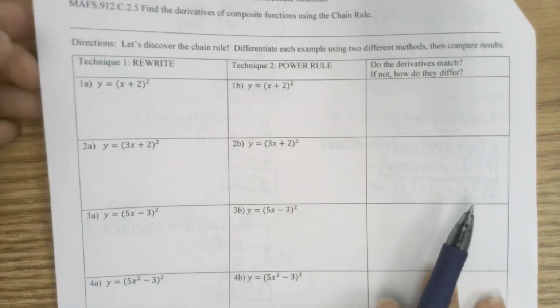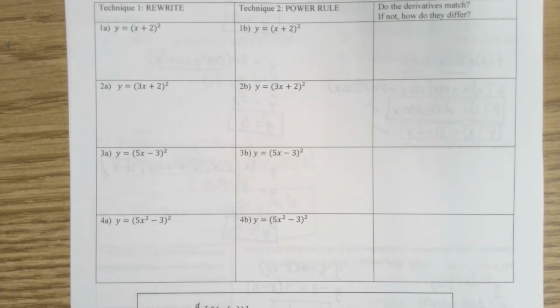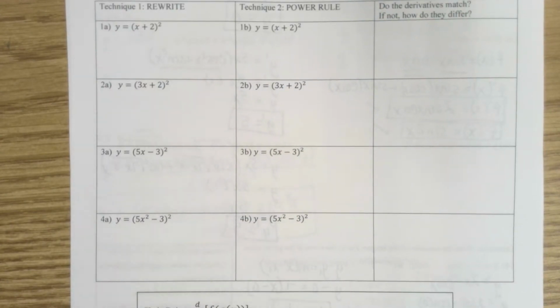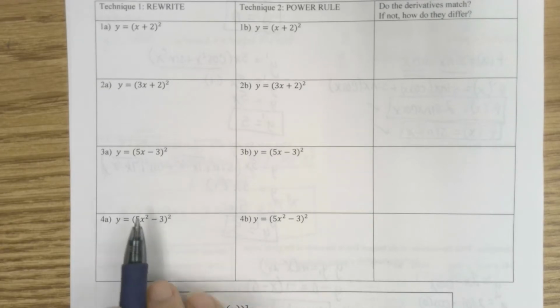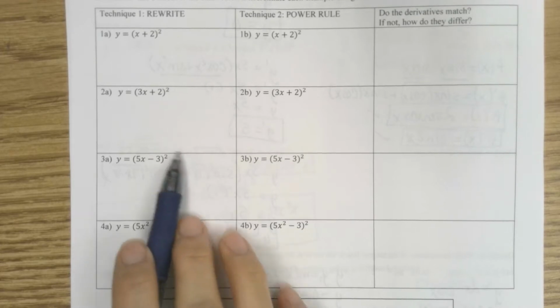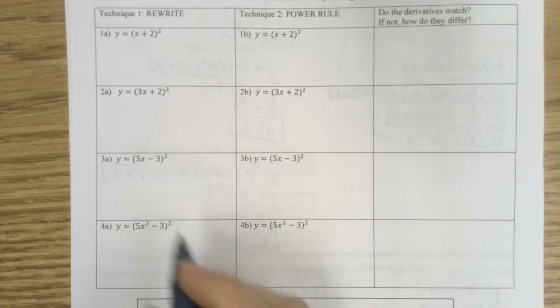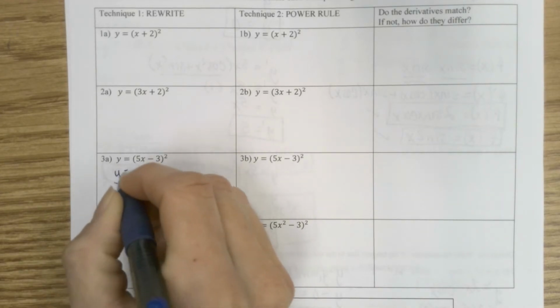Just to save us some time, I'm going to skip over some of what's in this box here. This is an activity we would have done in class together. And I want to take a look at examples number 3a and 4a. And we're going to find our derivative of y the way that we know how to do that right now, which is to start with a rewrite.